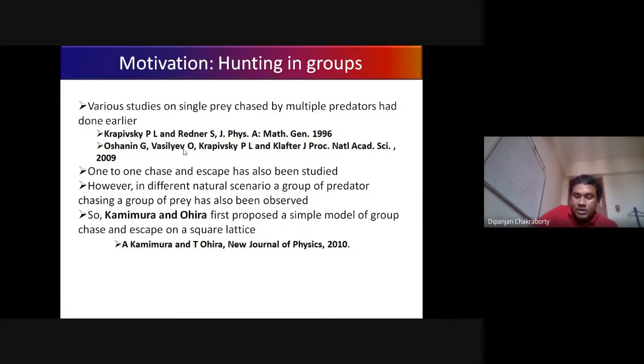However, in the natural scenario, we can see multiple predators attacking multiple targets, or multiple prey. Also, different levels of cooperation among the predators help the predator group catch efficiently. Kamimura and Ohira first proposed a simple model of chase and escape on a square lattice. I'll describe this model, and analogous to it, Luca Angelani proposed another, off-lattice model like the Vicsek model. I'll discuss these two models in the next few slides.